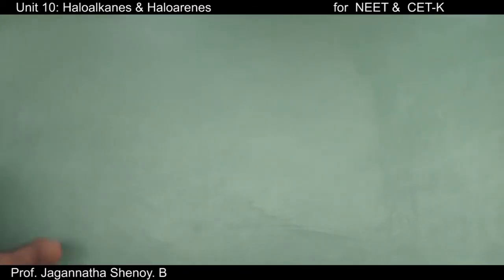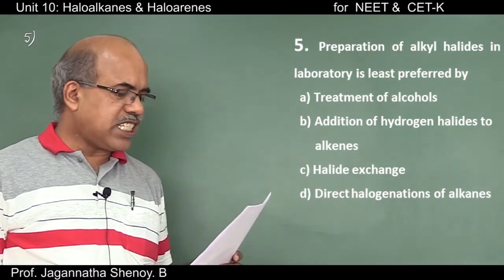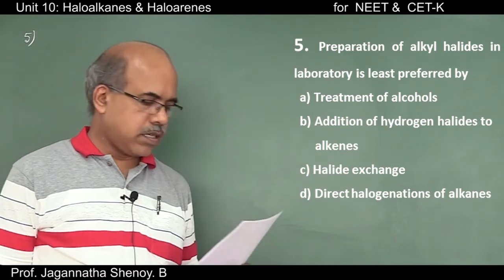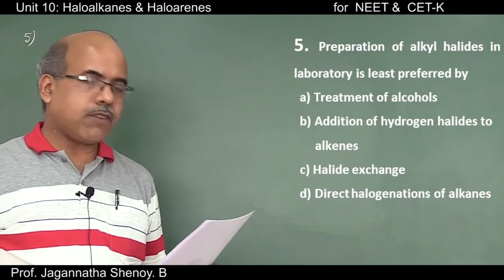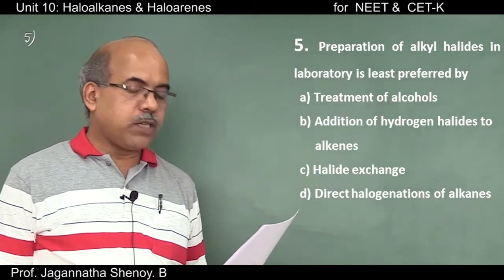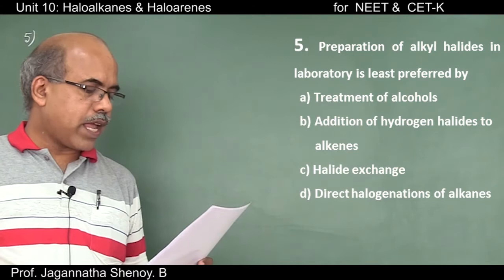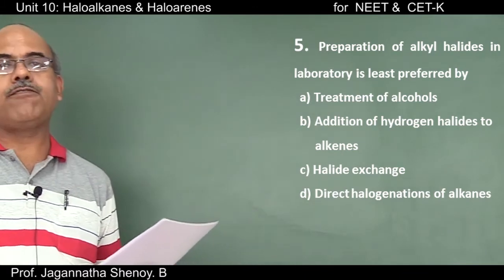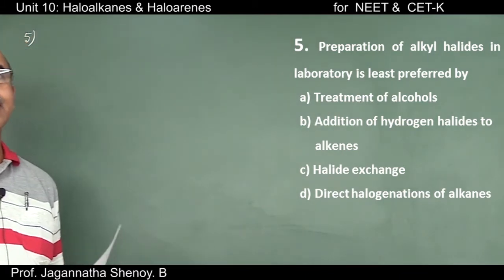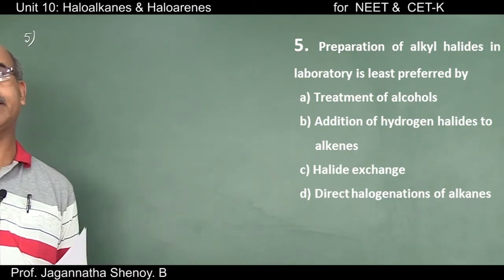Next, we shall go to question number 5. Preparation of alkyl halides in laboratory is least preferred by. So let us go on reading out the options. Option A, treatment of alcohols. Option B, addition of hydrogen halides to alkenes. Option C, halide exchange. And option D, direct halogenation of alkanes.